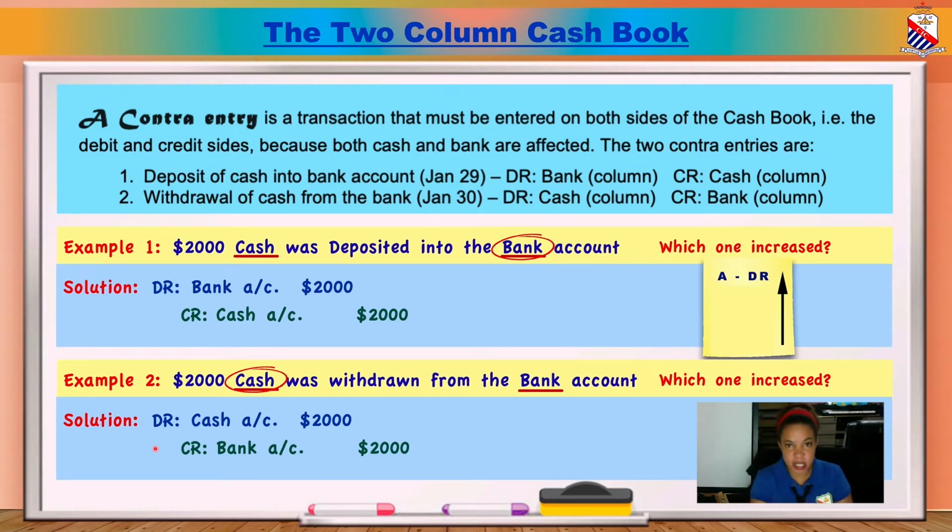And those are your two examples in terms of your contra entry. It is only these two. You could either withdraw cash from the bank or deposit cash into the bank. There's another way of phrasing it, which would be to cash a check. Cashing a check means that you are increasing your cash in hand because you're taking cash out of the bank account. So it's the same as withdrawing cash from your bank account, okay?